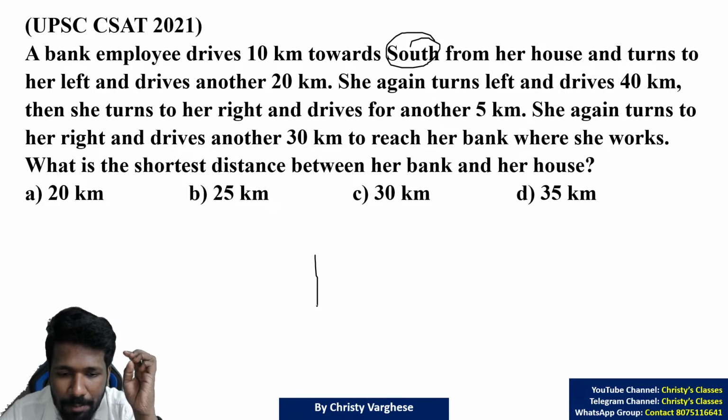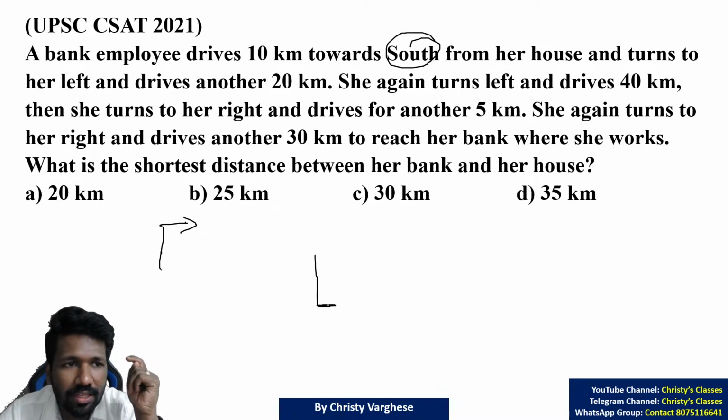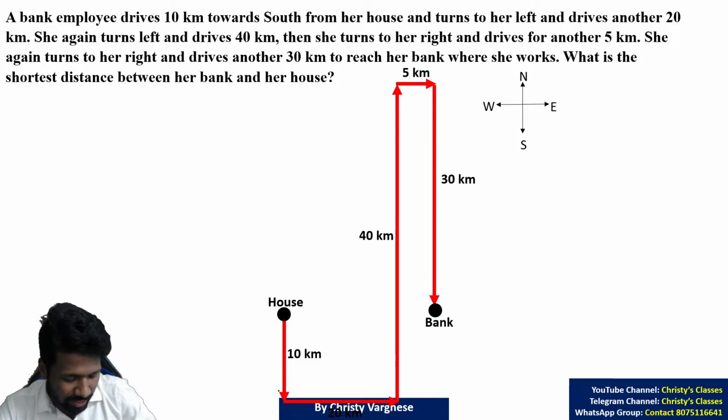So her left means upside down. So upward right is upside down left now. So this will be her left. Look at this picture so that it will be clearer. 10 km downward, then left 20 km. 20 km towards the left.